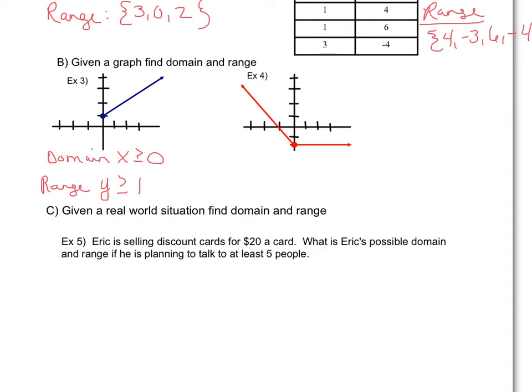If I did the same thing on example 4, in terms of my domain, what x values am I using? Well, I'm using all these x values back here. So it looks like I'm going anything less than 0 on this one. 0's included right here, but then it also looks like, according to this graph, it's anything bigger than 0. The way I'm going to write that is I'm going to say my domain can be anything. So I'm going to say it is all real numbers.